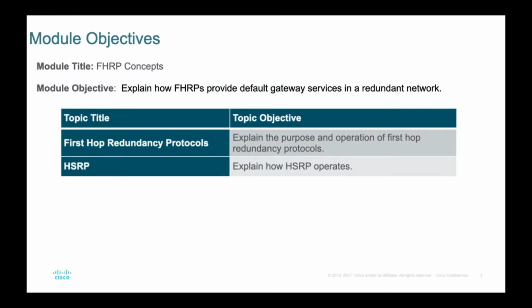There are two topics that we are going to take a look at today. First is the First Hop Redundancy Protocol in general: how we are going to use one protocol in order to provide access to multiple devices as a gateway. That's the objective of First Hop Redundancy Protocol. And one of them is HSRP, provided by Cisco.